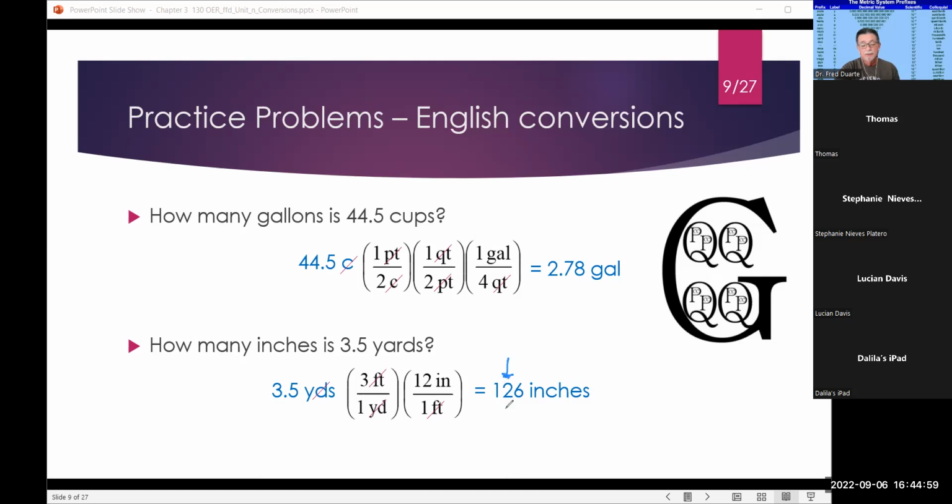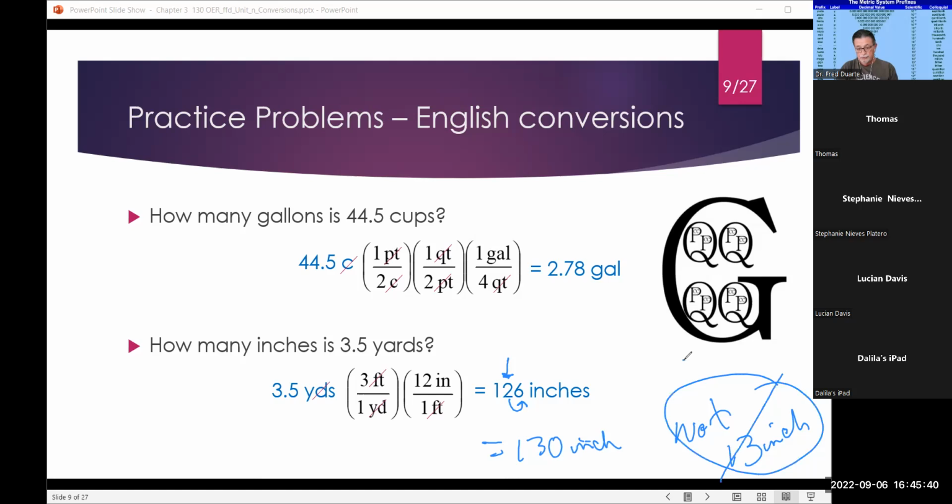My 2 sig fig position for my answer is right there. Okay, and like we've been doing before, I look at the neighbor. The neighbor is greater than 5, so that means a 2 gets bumped up to 3. And remember that 6 now gets converted to 0 because we're in the magnitude of 100. And so that becomes 130 inches, not 13 inches, because we remember that number is in front of the decimal point, and therefore any numbers in front of the decimal point get converted to 0. Otherwise, we change the magnitude.